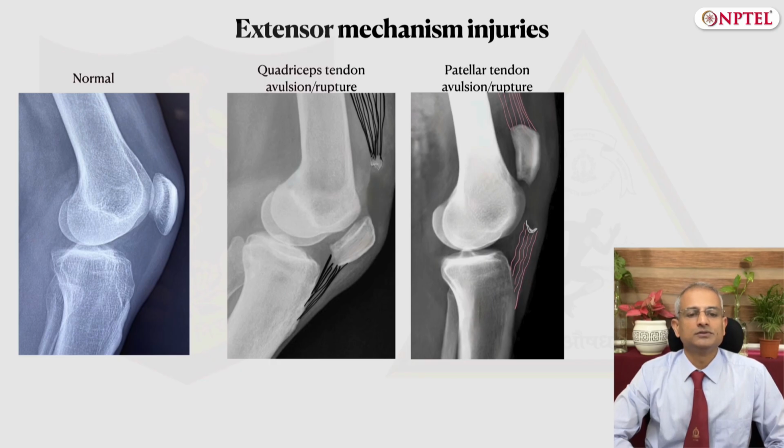The third X-ray shows patellar tendon rupture from the lower pole of patella, and the patella you can see in this X-ray is riding very high, and this condition is called patella alta.